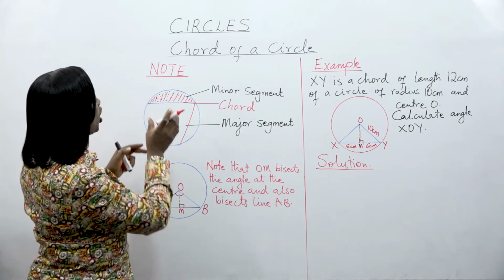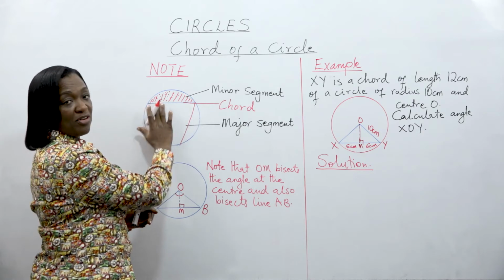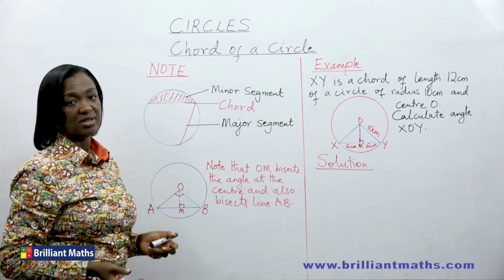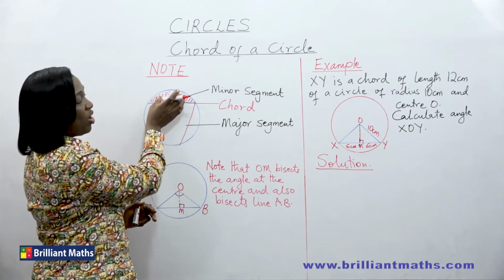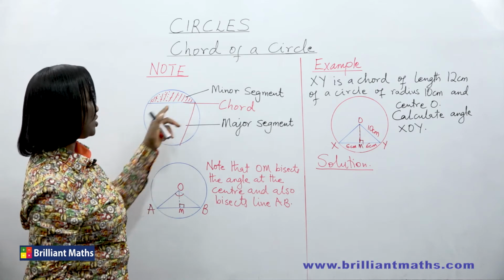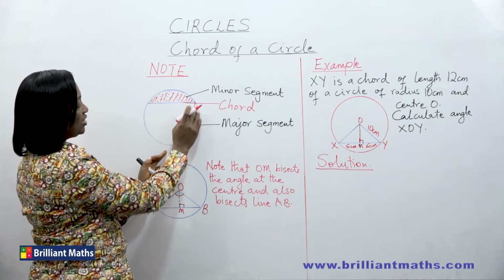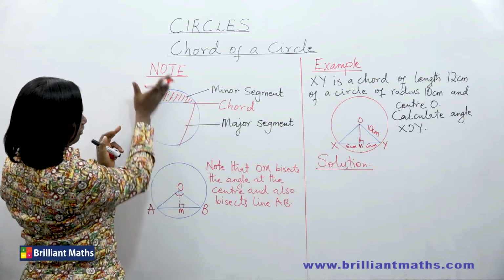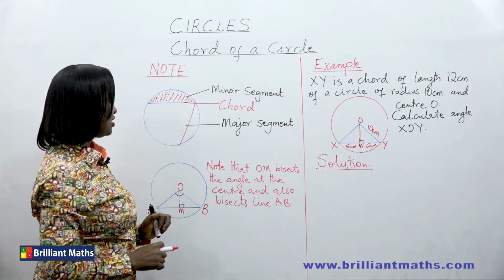The part enclosed between the chord and the circumference of the circle is called a segment. So you have the minor segment, which is a smaller part, and then a major segment for this chord. If you are looking at this chord, then this part will be the minor segment, and the rest of it will be the major segment. So please take note of that.